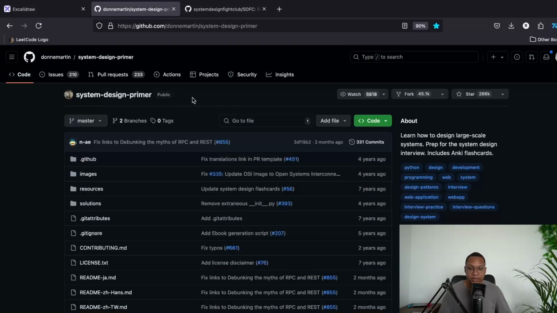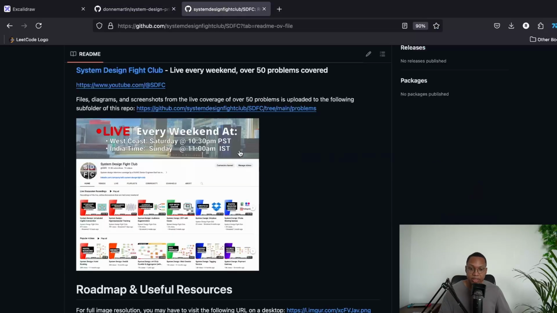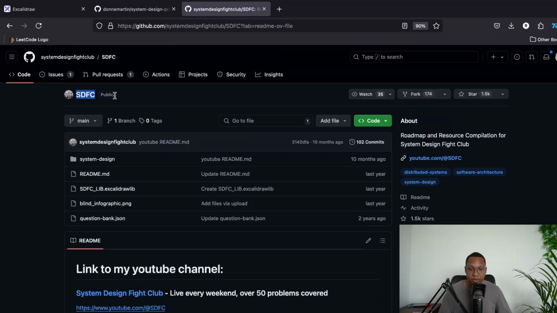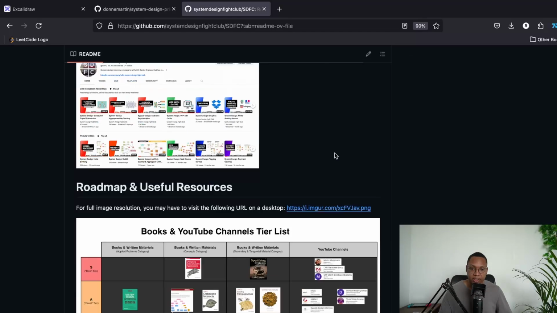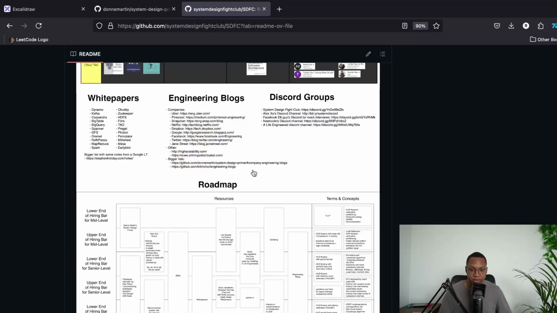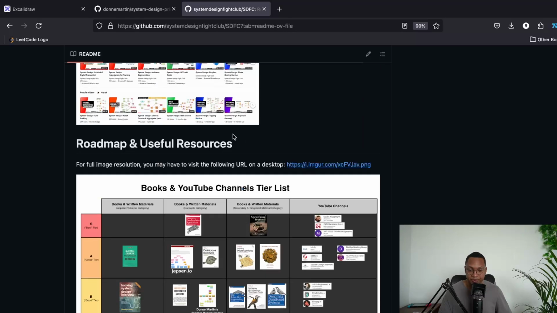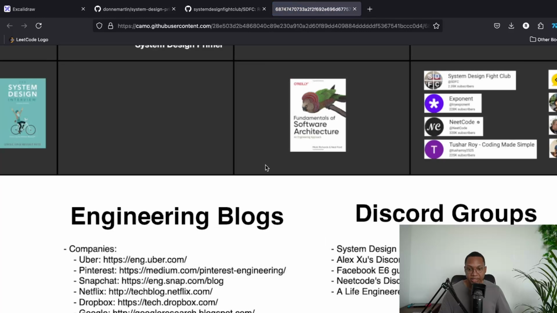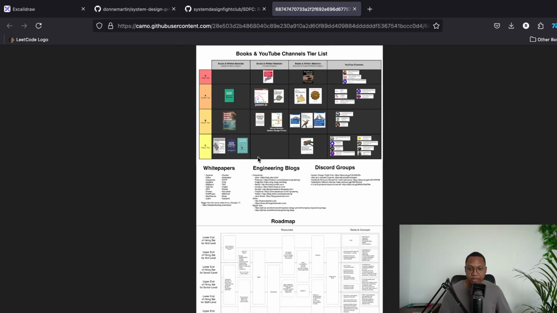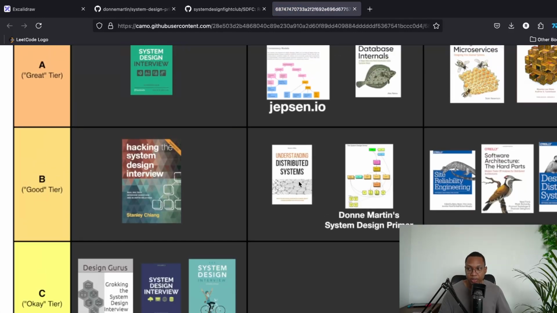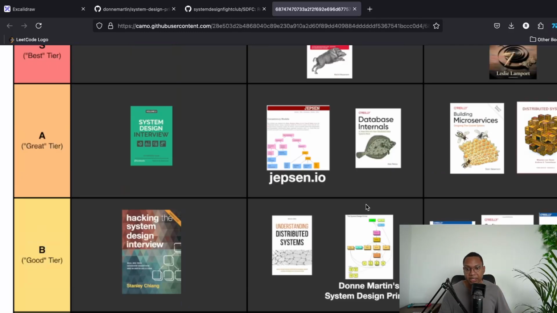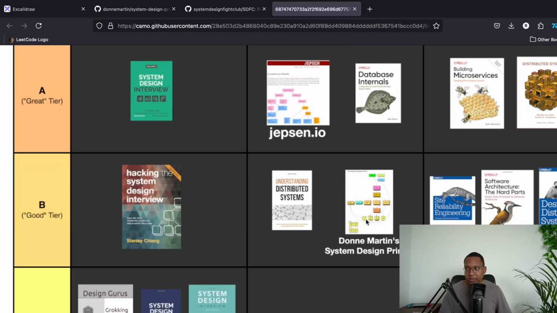Before going into this, let's go over what the roadmap is, right? The roadmap is based off of this GitHub repo, System Design Fight Club. He is an Apple senior engineer doing staff interviews in this terrible job market we find ourselves in in 2024. But he has an amazing resource, which is a roadmap. So if you're a complete beginner, you've never done system design or studied it before, the best thing to start with is this Donne Martin System Design Primer.